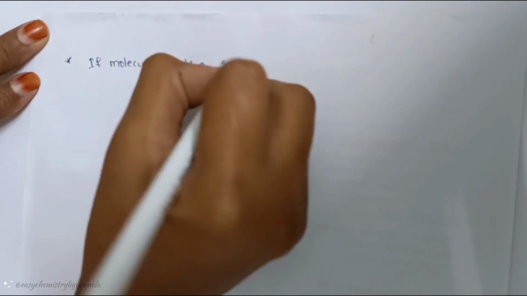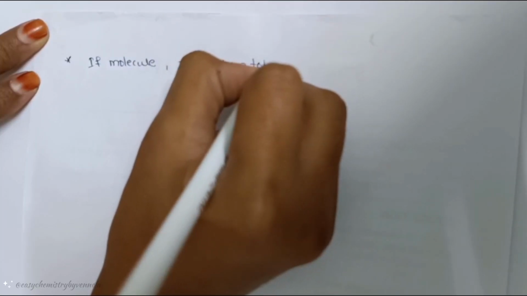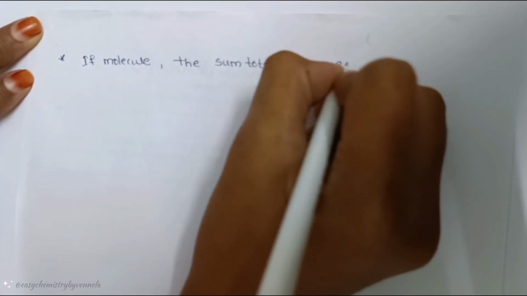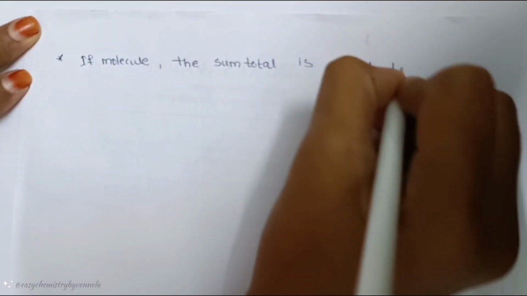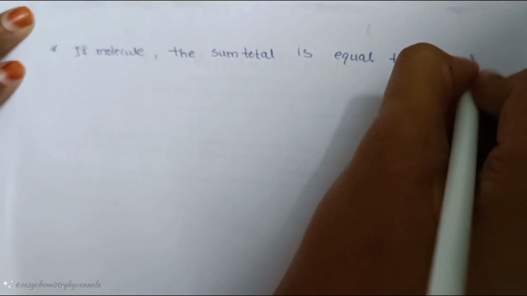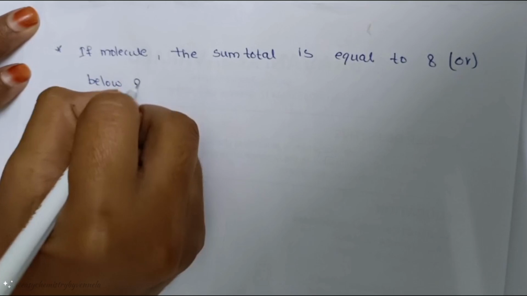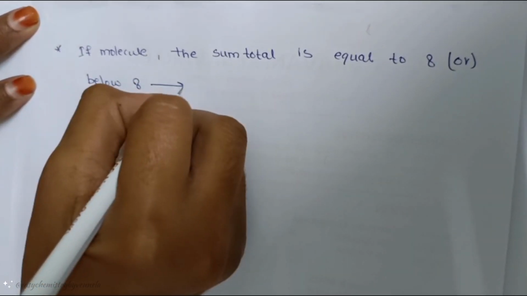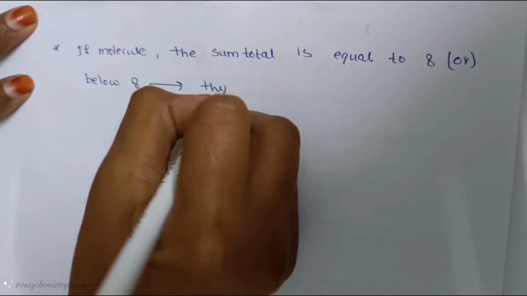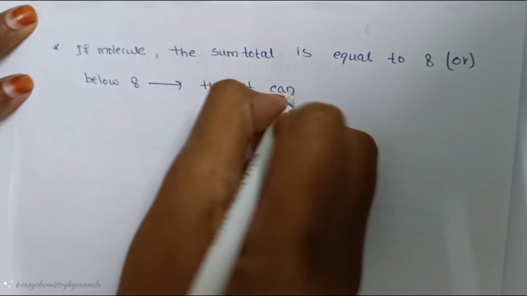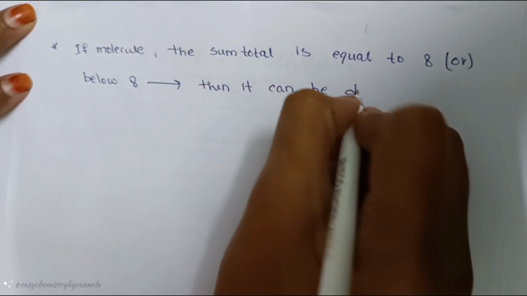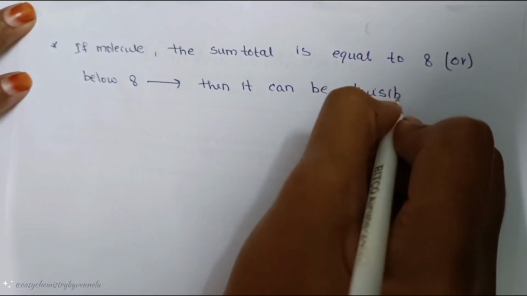If for a molecule the sum total is equal to 8 or below 8, then it can be divisible by 2.